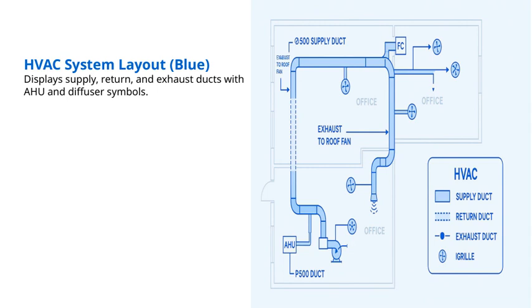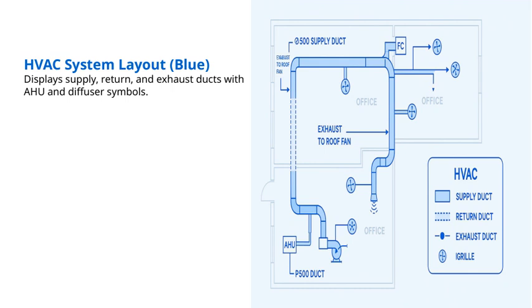Let's take a closer look at the HVAC system layout, which is highlighted in blue here. As you can see, this diagram displays the supply, return, and exhaust ducts, giving us a clear picture of how air moves through the system. The supply ducts are responsible for delivering conditioned air into the space, while the return ducts carry air back to be reconditioned. The exhaust ducts help vent out stale or contaminated air, maintaining good indoor air quality.